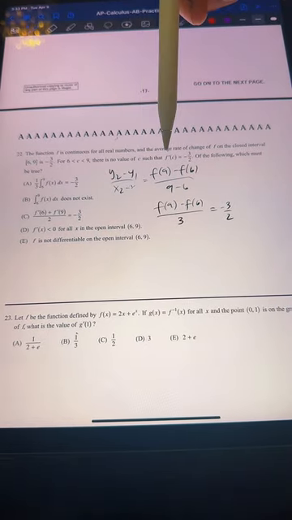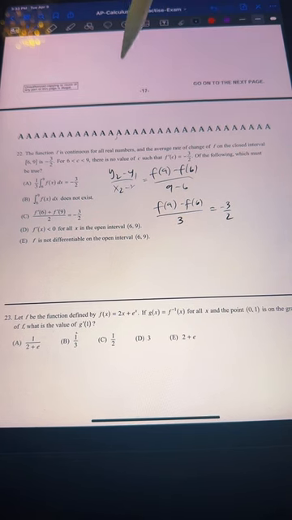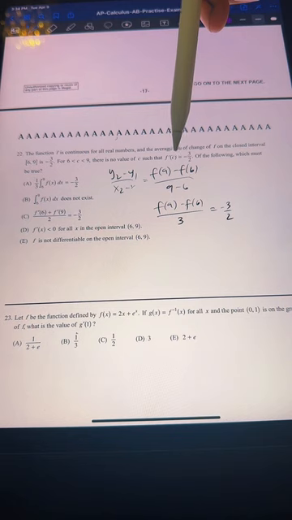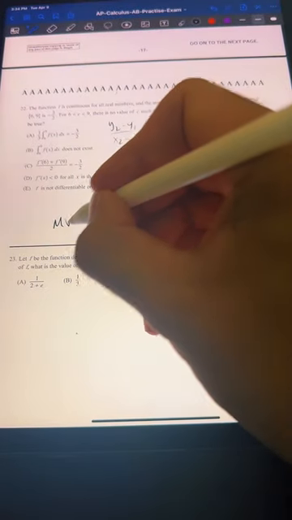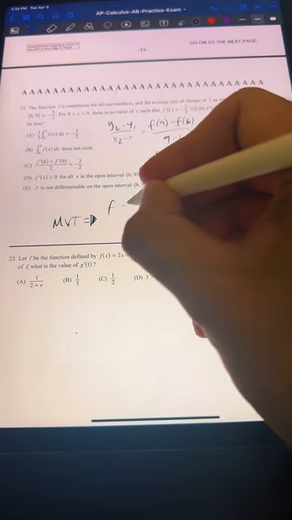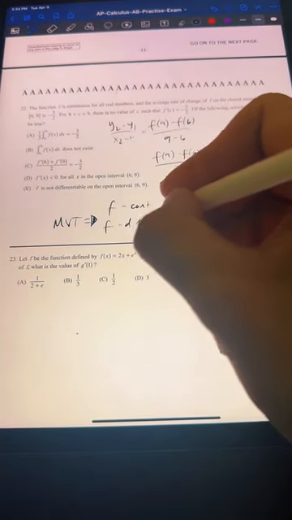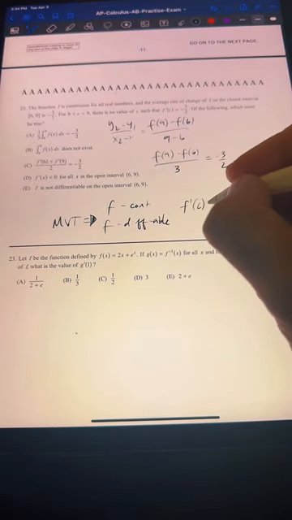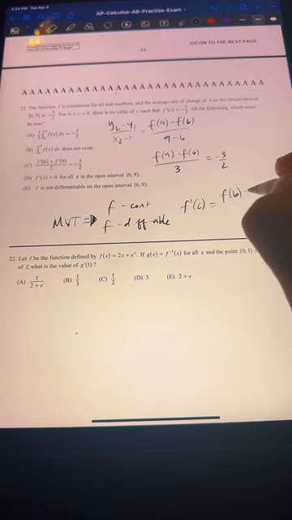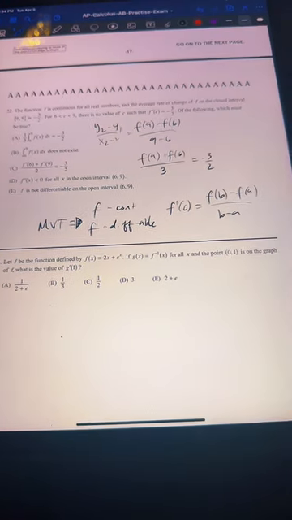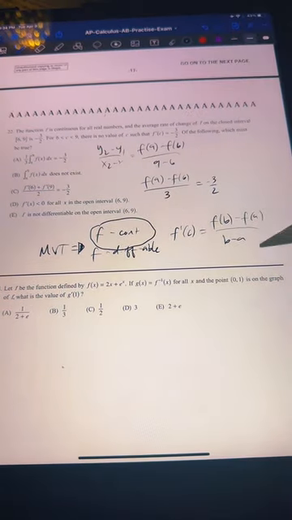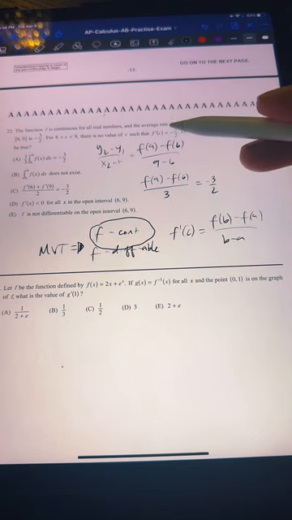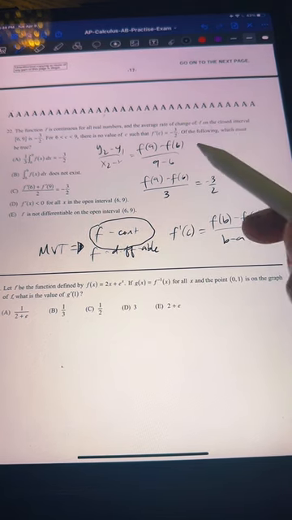But they're telling us that there is no value of c such that the derivative is equal to negative 3/2. This sounds oddly familiar. There is no value of c such that f prime of c is equal to negative 3/2. That is very much like the mean value theorem. Y'all remember the mean value theorem? MVT tells you that if the function is continuous and if it's differentiable, then there is a c value such that f prime of c is equal to the average rate of change. Well, let's see. They told us it's continuous, so we know that for sure. They told us that the rate of change is negative 3/2, but they're telling us that f prime of c is not equal to that.